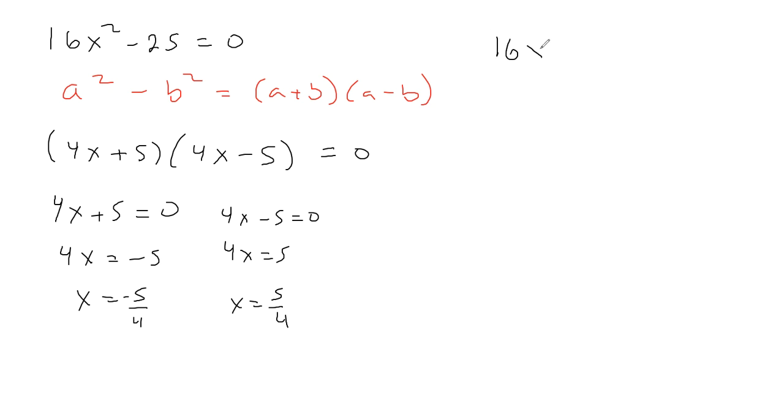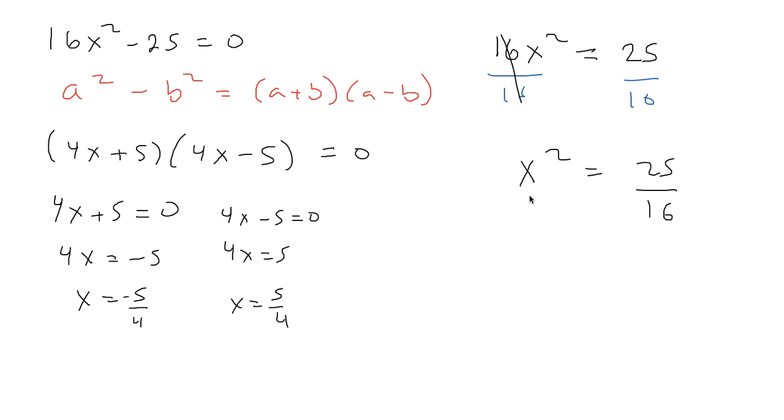The other way would have been to bring the 25 over to this side. And the reason I can do this comfortably is because I can isolate this square. And if I can isolate a square, I can take the square root of both sides. So bringing the 25 over would get me here, and then I'll go ahead and divide both sides by 16. So I'm getting that square all by itself. So that's gone. Now I have x squared equals 25 over 16.